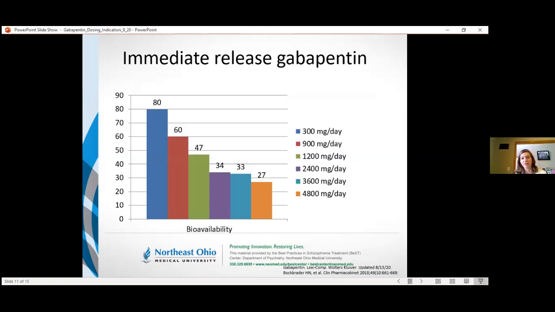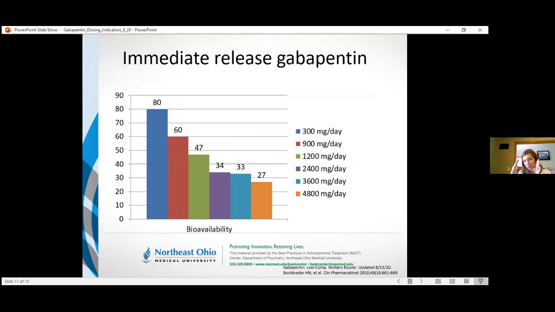This is not a good curve. It means that the greater the dose that a patient is taking, the less of that dose actually gets absorbed. So patients that are on 100 milligrams 3 times a day, 80% of that dose gets absorbed. If patients are up to, I think this is 1800 milligrams 3 times a day, only just over a quarter of that dose actually gets absorbed.